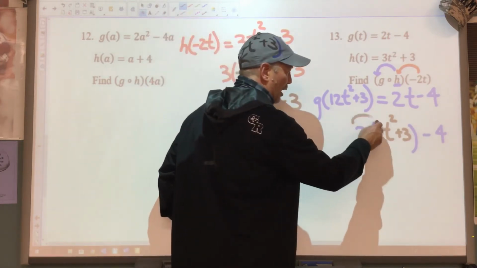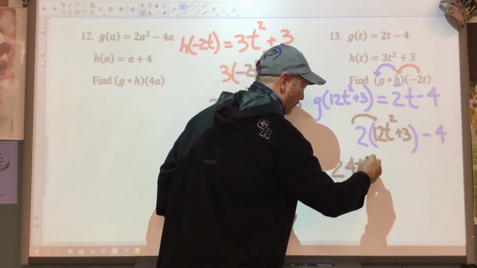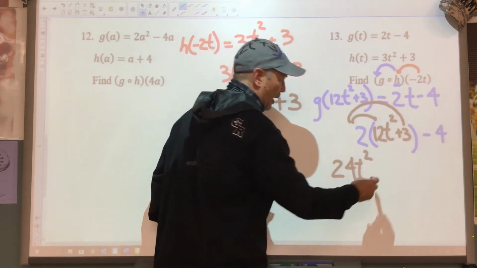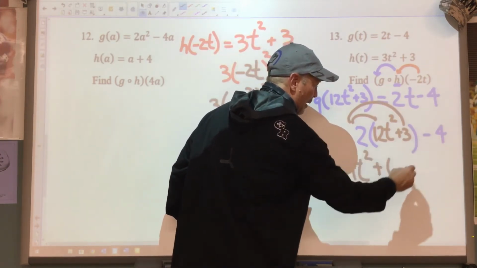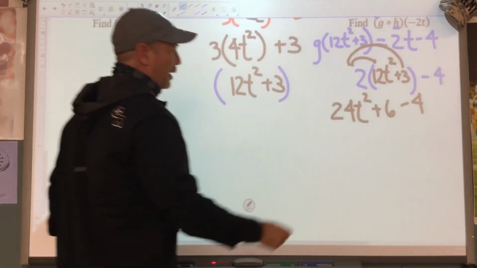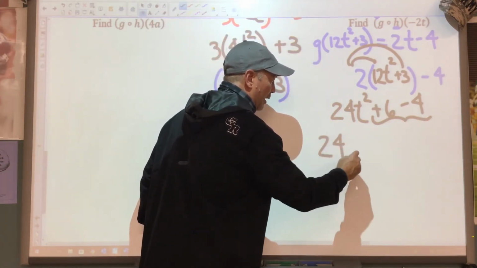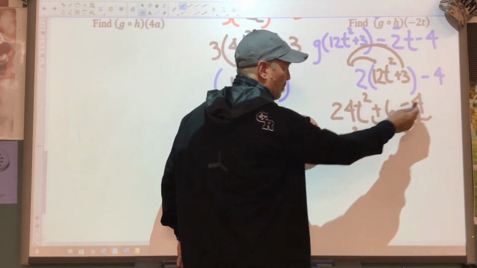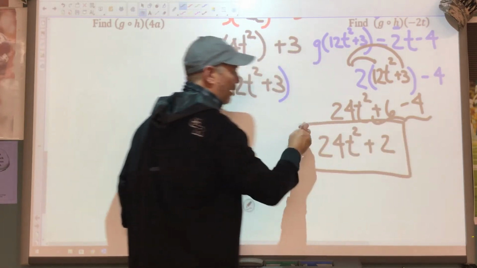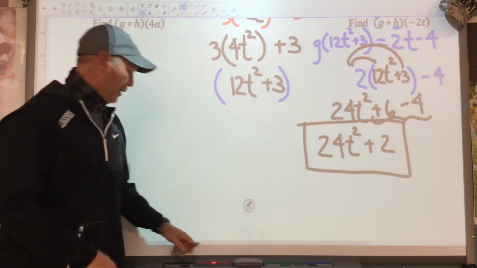So we say 2 times 12 is 24t squared. Then you distribute and you say 2 times 3. 2 times a +3 is 6 minus 4. Give us a little room. We're going to combine like terms and we're going to say 24t squared. 6 minus 4 is a positive 2. This would be our final answer. Okay? Let's keep going. Let's find another odd problem.